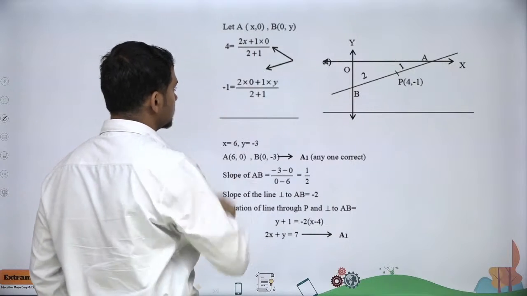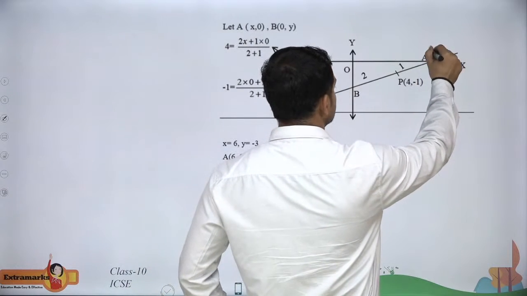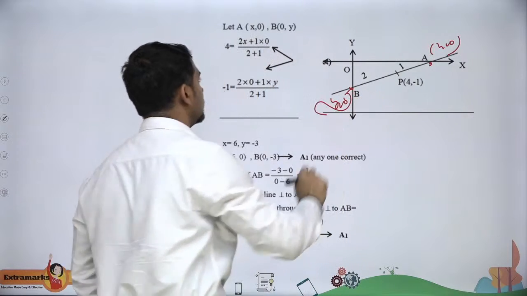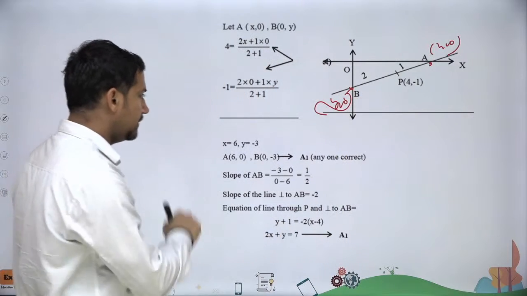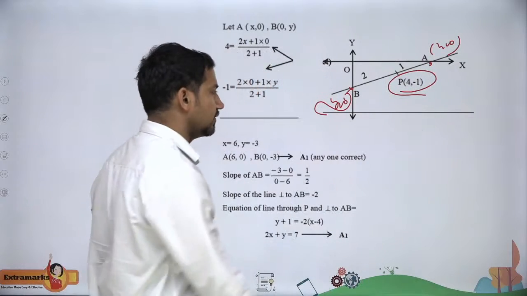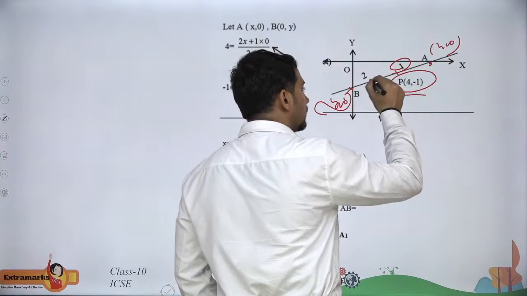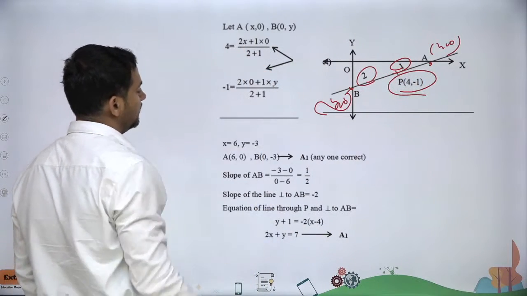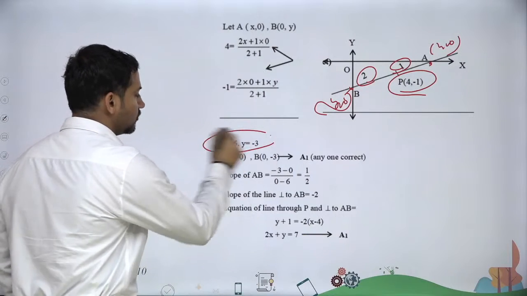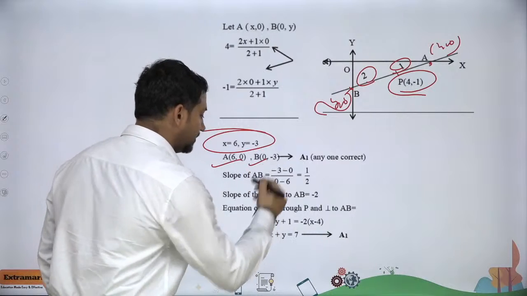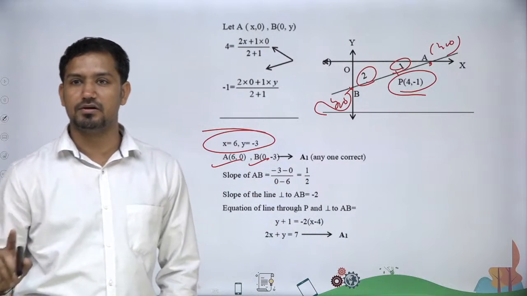First of all, we take A as (x, 0) and B as (0, y). Point P is (4, -1), and it is given that the ratio is 1:2. Then after using the section formula, we find x and y. So A and B come out.